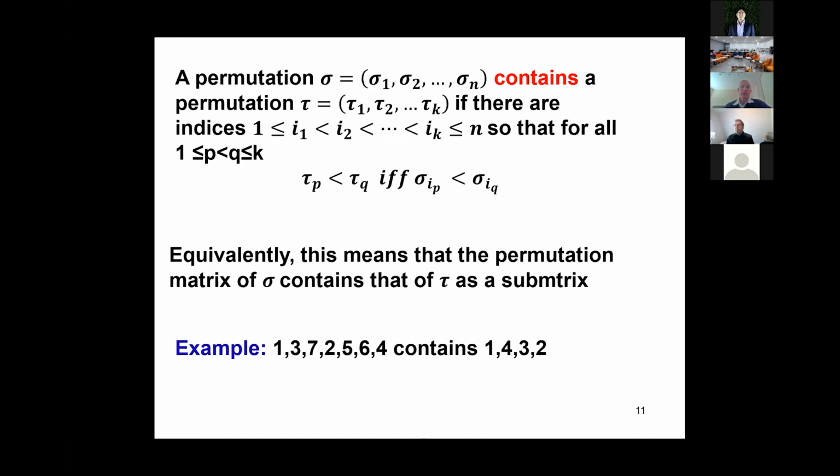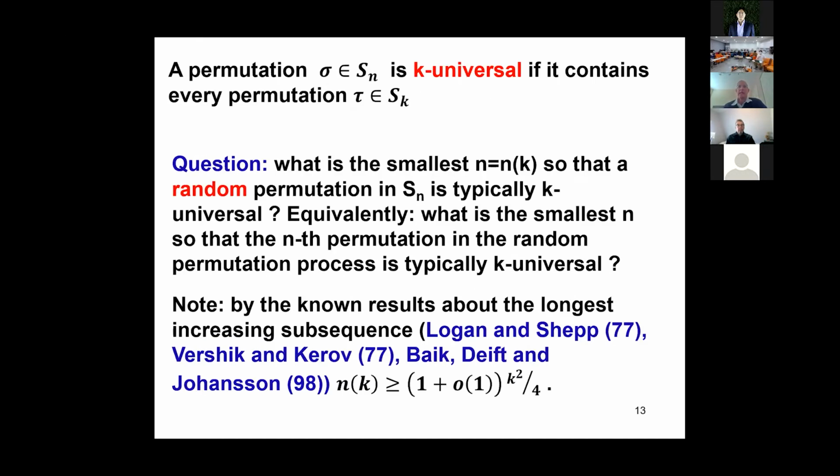Equivalently, and I'll soon have an example here, this means that the permutation matrix of sigma contains the permutation matrix of tau as a submatrix. And what you see below here is an example. So here is a permutation of 7 elements, 1, 3, 7, 2, 5, 6, 4, and it contains 1, 4, 3, 2, as you see here in red, because the first red element is the smallest, then the next red element is the largest among the 4, the third red element is next to largest among the 4, and the last is next smallest. So they behave like 1, 4, 3, 2. So this is a notion of containing a permutation, and we call a permutation of n elements k-universal if it contains every permutation tau of length k.